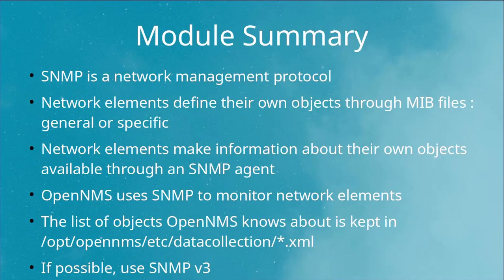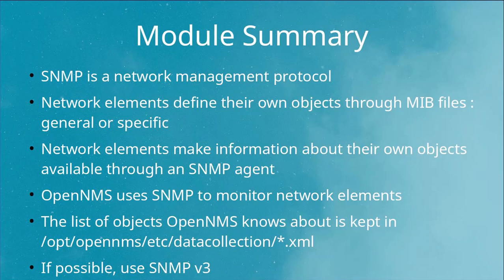SNMP is a mechanism that can be used to check the status of objects within network elements. A network element can be a Linux server, and an object within that element could be a network interface card. Objects, or more specifically access to information about those objects, is defined in a MIB file. MIB files can provide general information, such as a MIB2 file, or network element specific information, such as for a Juniper router. The object information is made available through, at least in the logical sense, an SNMP agent.